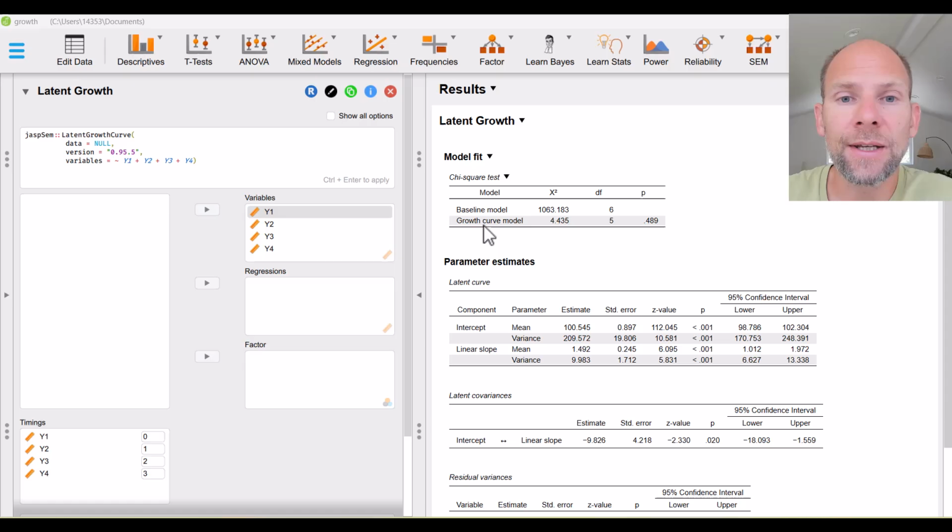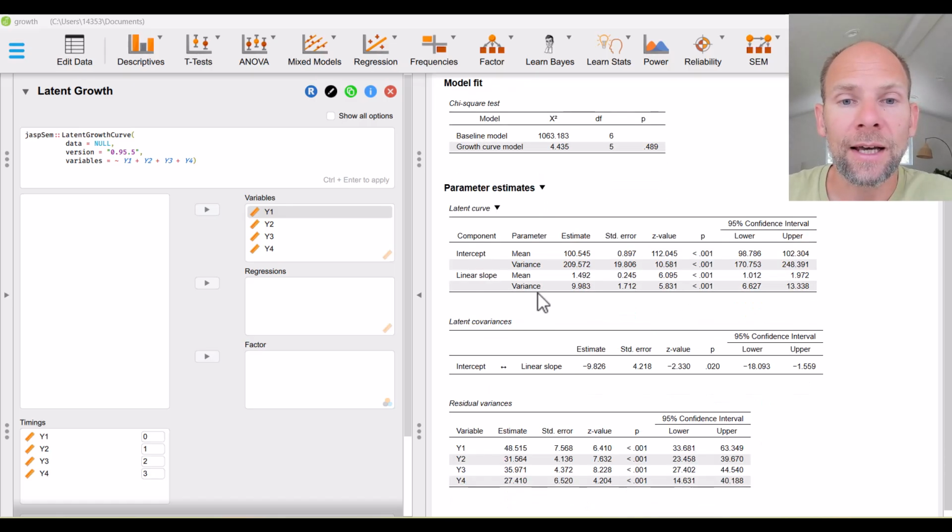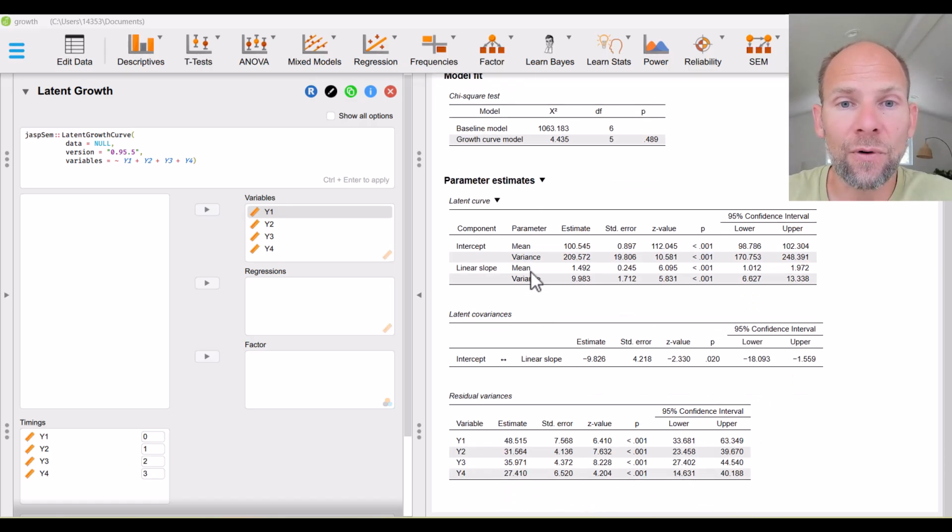You can see that the growth curve model has a chi-square value of 4.435, 5 degrees of freedom, and a p-value of 0.489, meaning the model is not rejected for the data because the chi-square is non-significant, so it fits these data well. Also, we get parameter estimates for the intercept and linear slope factor in the first table.